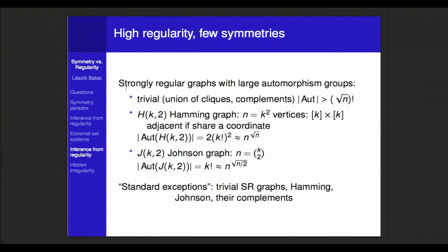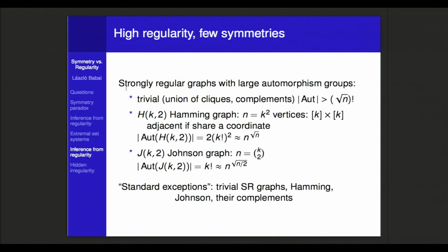Okay, the trivial strongly regular graphs are if I take disjoint cliques of the same size. A clique is just a complete graph where everything is adjacent to everything, that's clearly strongly regular. It's a trivial one. It has lots of automorphisms. It's at least square root of n factorial squared or something. So it's exponential in square root of n if I ignore log factors.